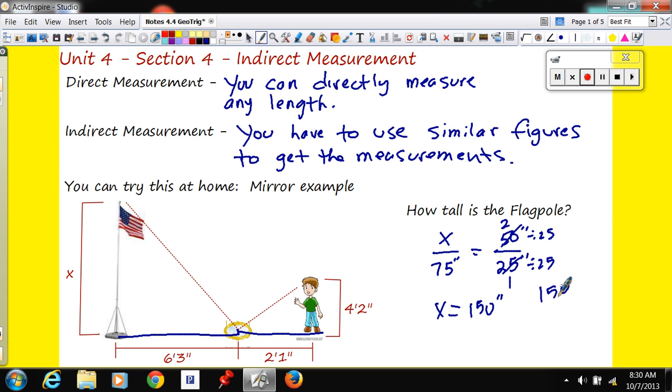If I take 150 and divide it by 12, because there are 12 inches in every foot. How many times is 12 going into 15? That would be 1, so that's 12. Bring down the 0: 30. How many times is 12 going into 30? 2 times, that'd be 24. Subtract, you get 6. Bring down the 0. How many times is 12 going into 60? 5 times. So 12.5 feet would be the height of the flagpole.